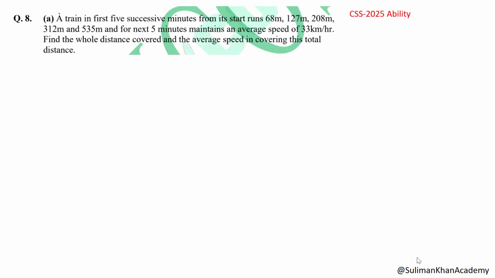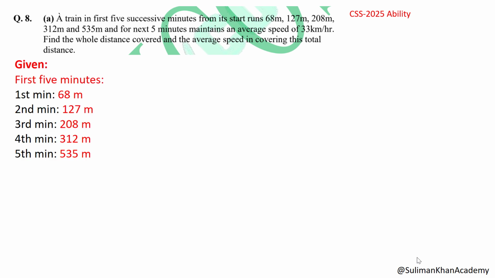All right, we got question number 8, which is from the CSS 2025 ability paper, where we are given some data. These distances are covered by a train in 5 successive minutes, like 68 meters covered in 1 minute. In the second minute, we have 127 and so on. And in the next 5 minutes, the train maintains an average speed of 33 kilometers per hour.